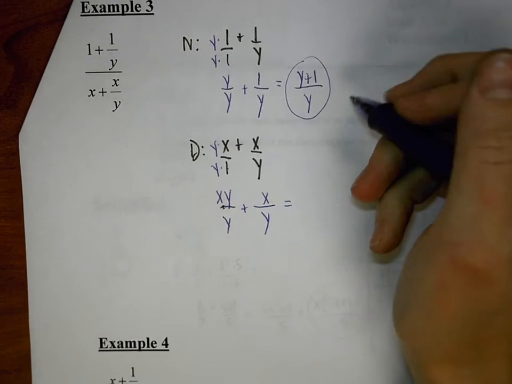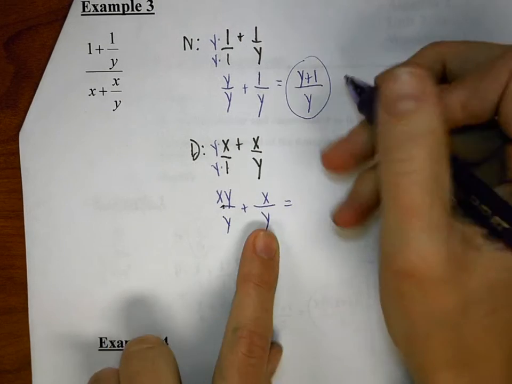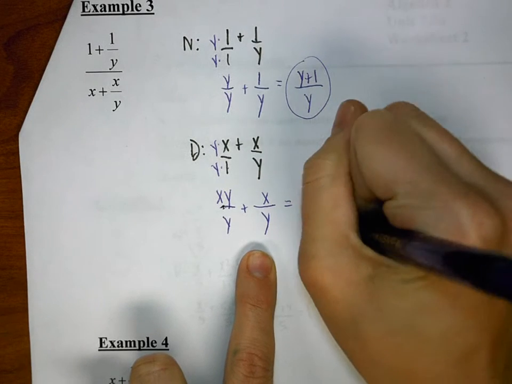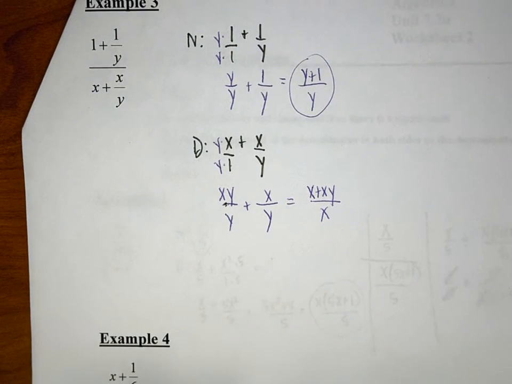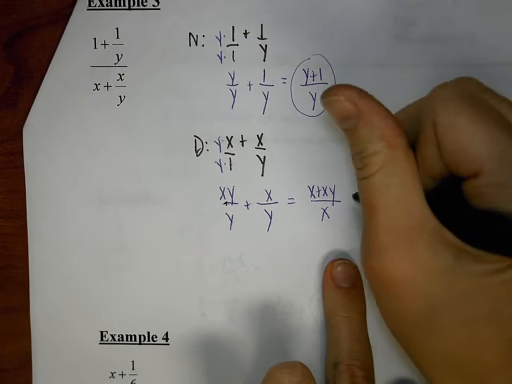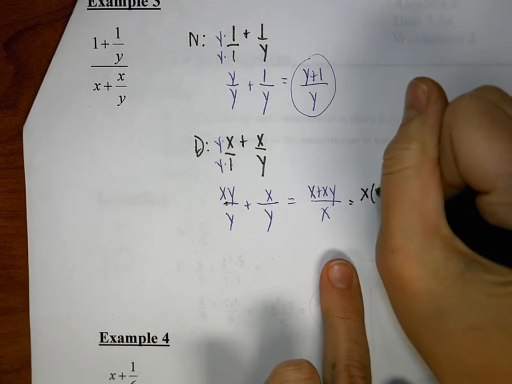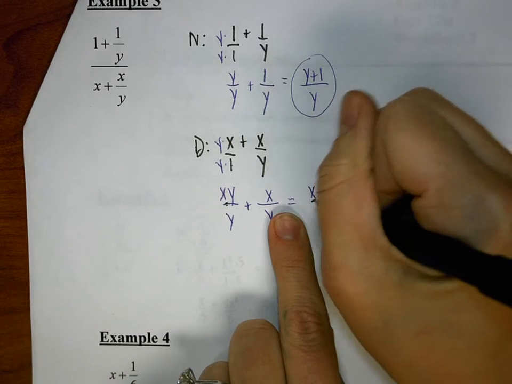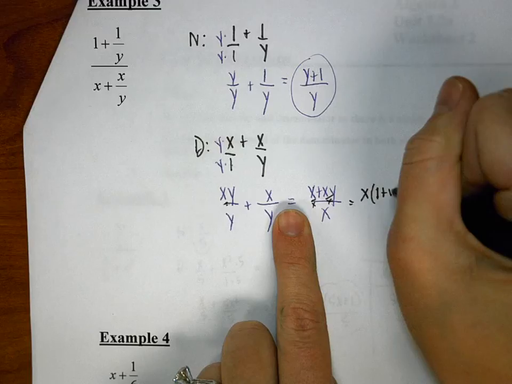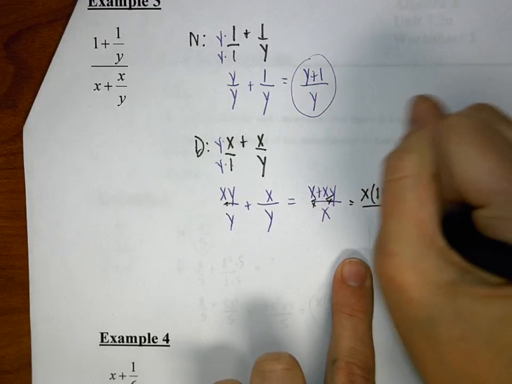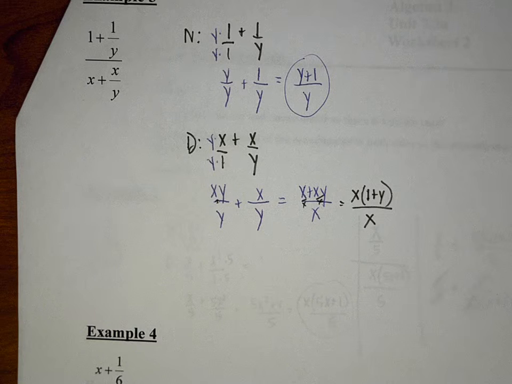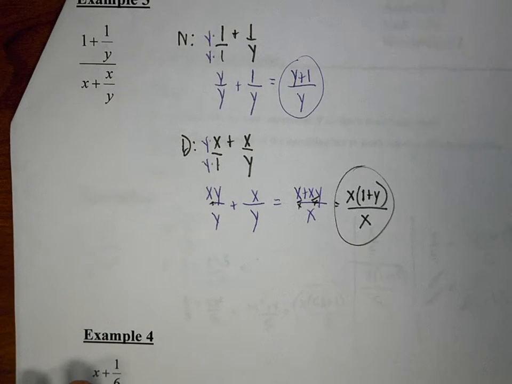And then when we combine them together, I can't add an xy and x together because they're different, but I can write that as x plus xy all over x. And then hopefully you'll see you have a GCF there of x. So I'm going to factor out an x, and when I factor out an x, I divide by x to both of these, and you end up with 1 plus y. And then this is all over x.